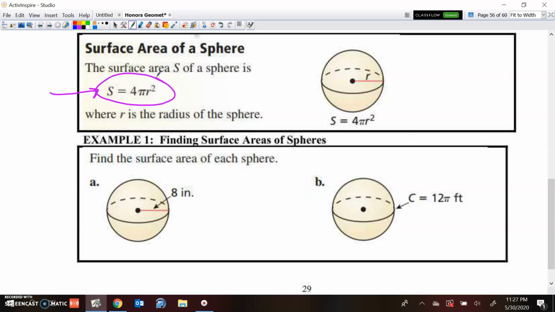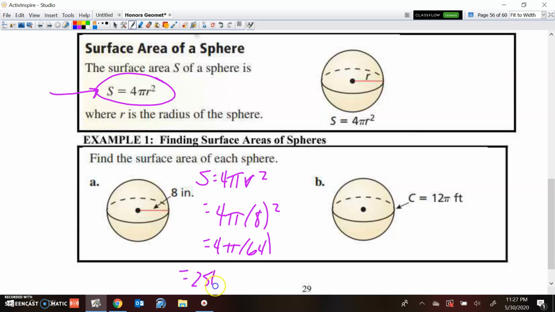Okay, so let's try example A here. Surface area equals 4 pi r squared. So it's pi r squared, basically the area of a circle, times 4. All right, so then 4 pi, my radius is 8 squared, so that's 4 times pi times 64, and 64 times 4. Again, I'm always going to write these in both directions. I can write this as 256 pi, and we're talking about surface area, so it's inches squared.